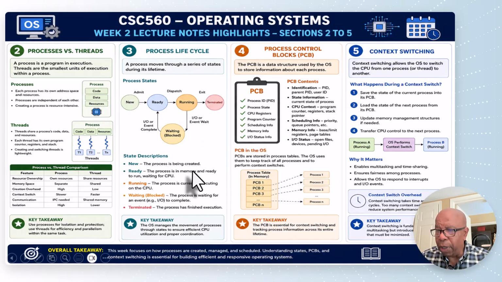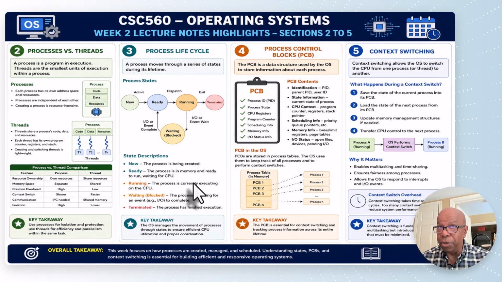So we look at that: new, a process being created; ready, the process is in memory and ready to run, waiting for the CPU, the central processing unit; waiting, the process is waiting for an event to complete, or blocked; and terminated, the process has finished execution. The key takeaway here is that the operating system manages the movement of processes through states to ensure efficient CPU utilization. The CPU is what actually does all of this execution. The CPU executes.